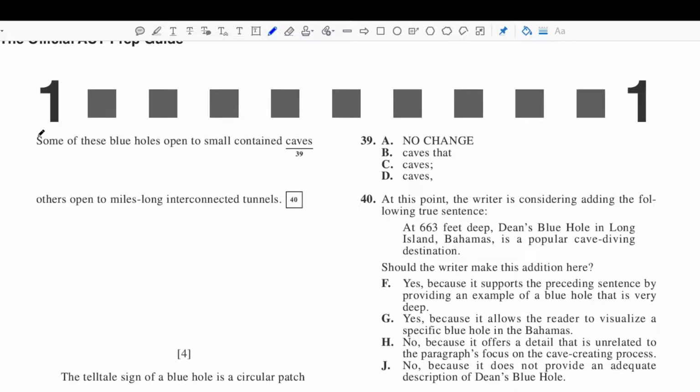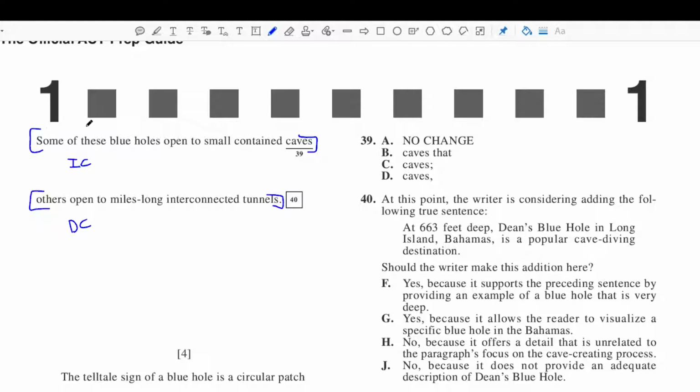Because we have a complete thought starting right here. Some of these blue holes open to small contained caves. Boom, complete thought. Others open to mile-long interconnected tunnels. Again, a complete thought. Now, how do we represent complete thoughts? This is going to be something you memorize. They're called independent clauses. An independent clause is a complete thought. A dependent clause, right? That would not be a complete thought.